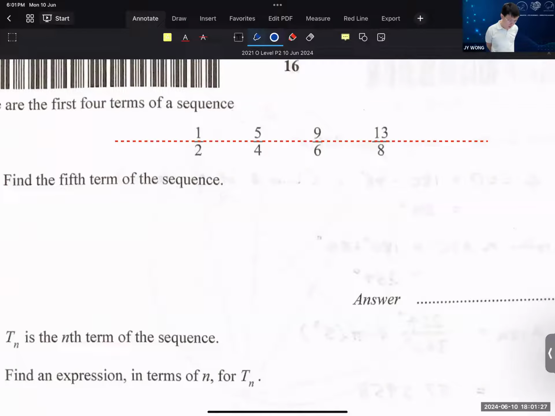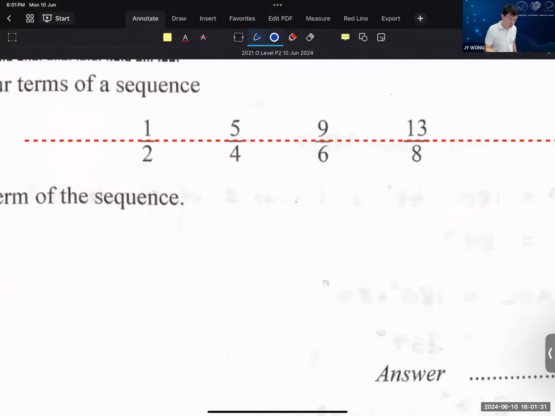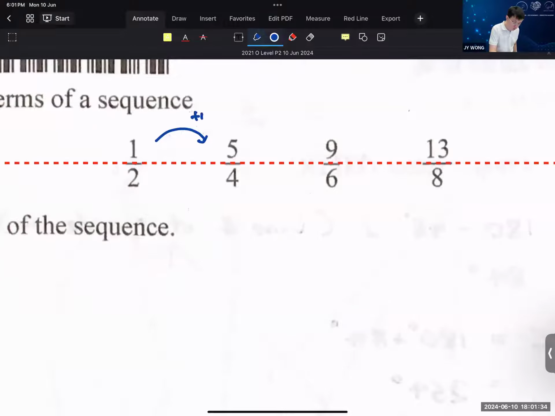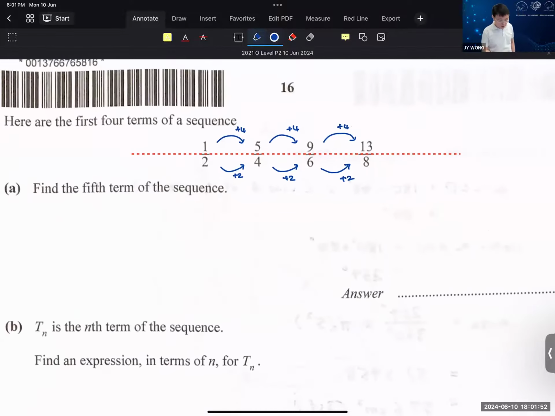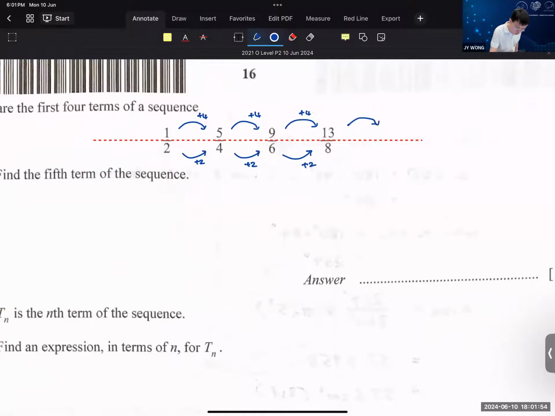Okay, now, what do you see is the pattern for the numerator? Very straightforward. What do you see is the pattern for the denominator? Also very straightforward. Correct. So isolate the patterns. Anyway, your 5th term, please don't use general formula. Please just go and count on.